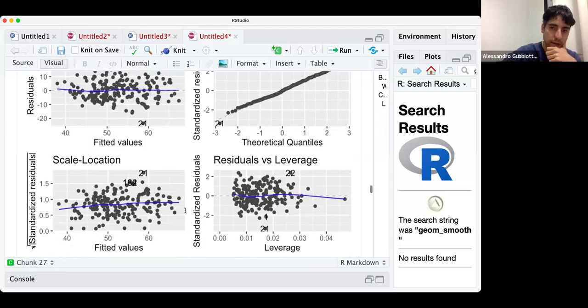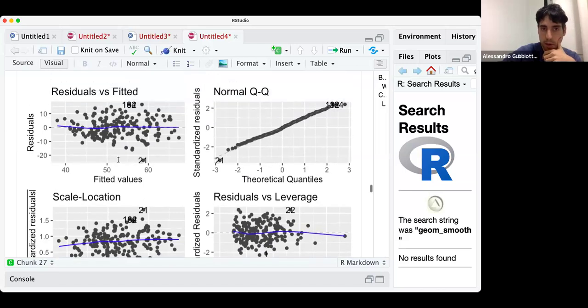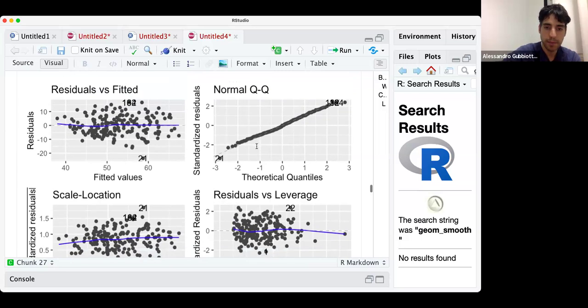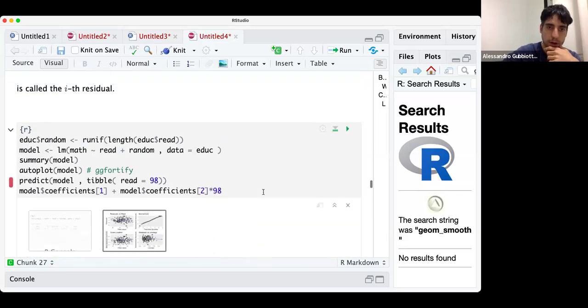And then there are other plots, like residuals versus values. So that is what I wanted to say about all the information R gives using this linear regression, this linear model.